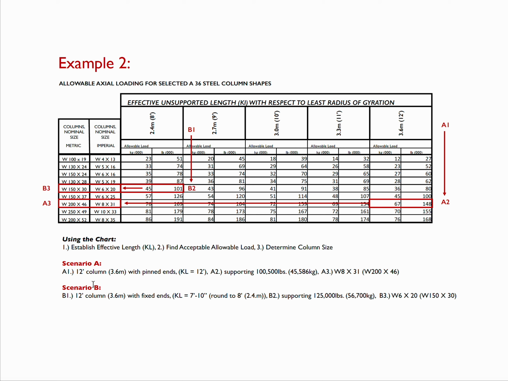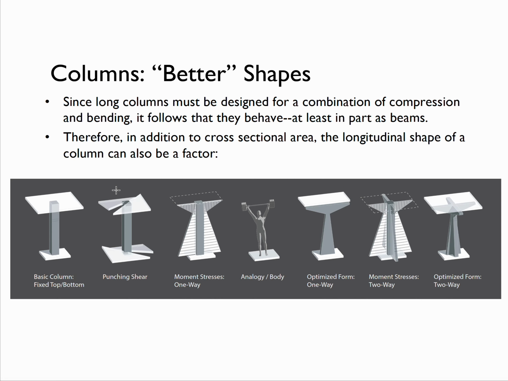Scenario B was a 12-foot column with fixed ends. If we then fix the ends, our allowable height, or effective length, is less, which puts us here. We move over right away. So the difference between those two factors, just by changing whether it's fixed or whether it's pinned, you can see the difference in the size of those steel columns.